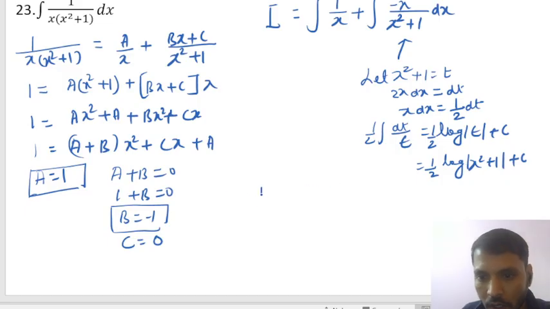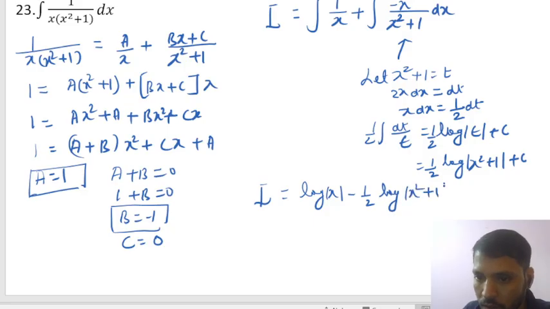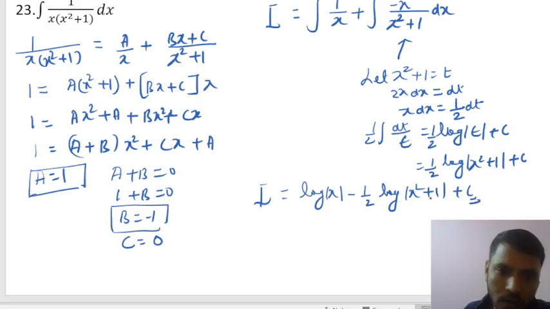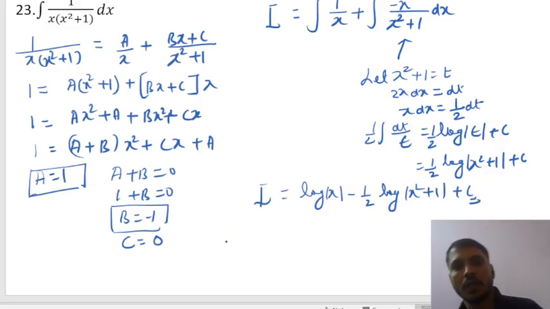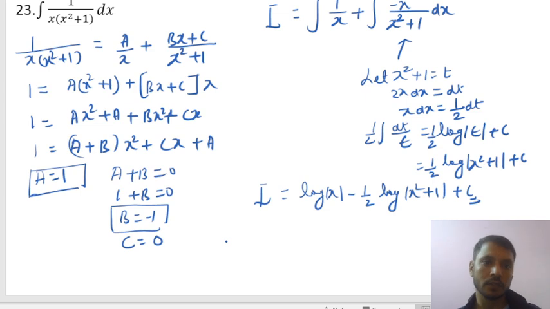So finally our answer I will be equal to log of mod x minus 1 by 2 log of mod x square plus 1 plus c. So this is the final answer, right? And that was the last question of exercise 7.5. So we are done with this exercise. Thank you.